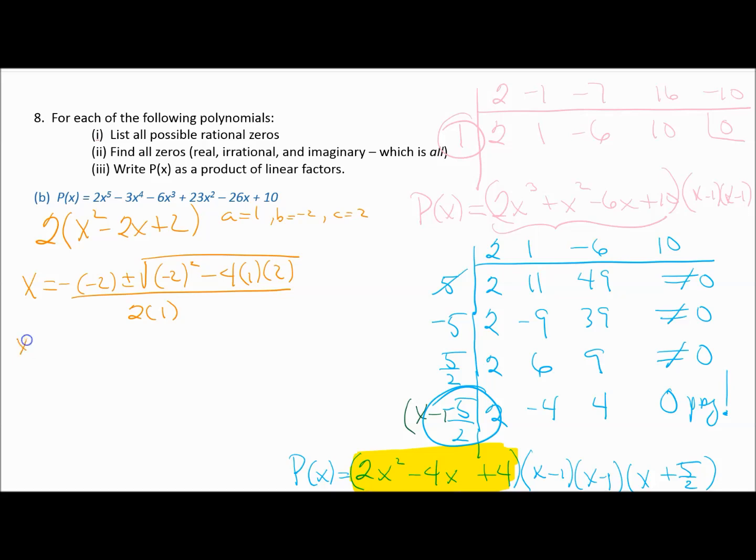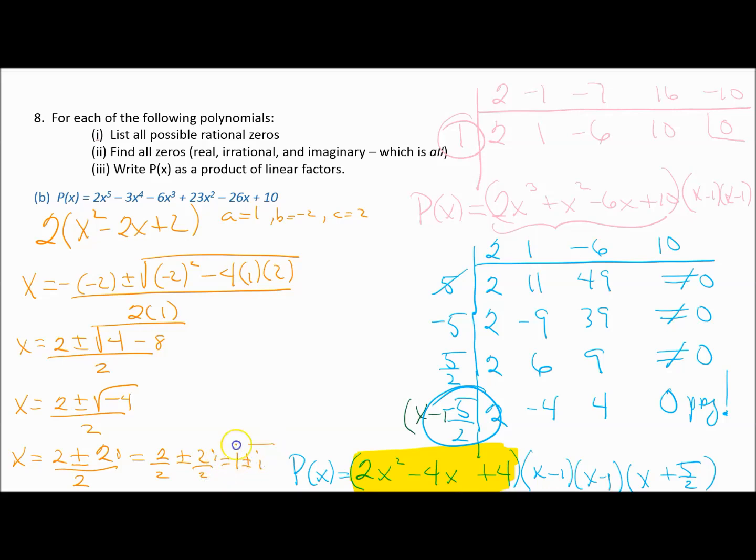Follow that? Keep going. So that's going to be 2 plus or minus the square root of negative 2 squared, which is 4, minus 8, over 2. Y'all, it's looking like we have some imaginary zeros here. That's the square root of negative 4 over 2. So it gives me x equals 2 plus or minus, you know this, the square root of a negative number is i. The square root of 4 is 2, so that's 2i over 2. And then I can simplify this by splitting it up into 2 separate fractions: 2 over 2 plus or minus 2i over 2, which is really 1 plus or minus i.